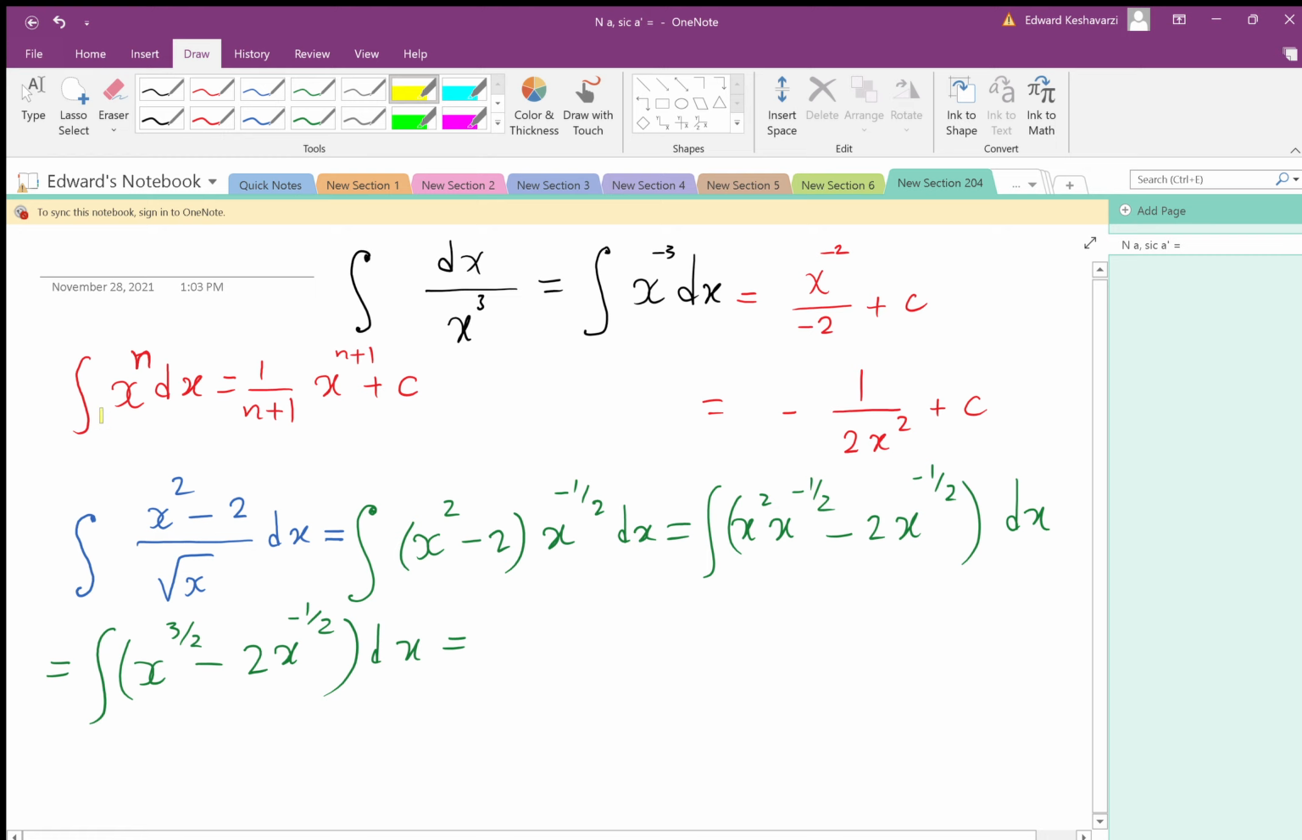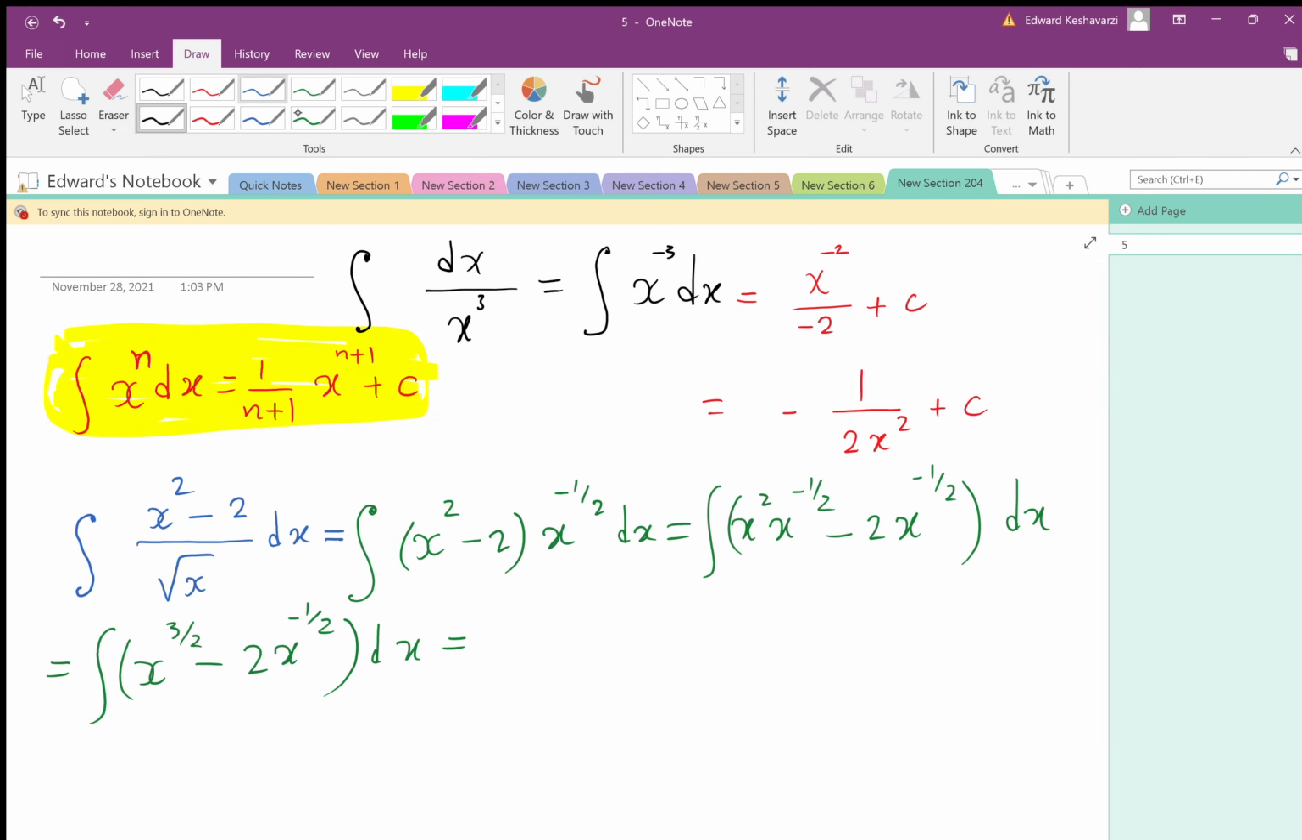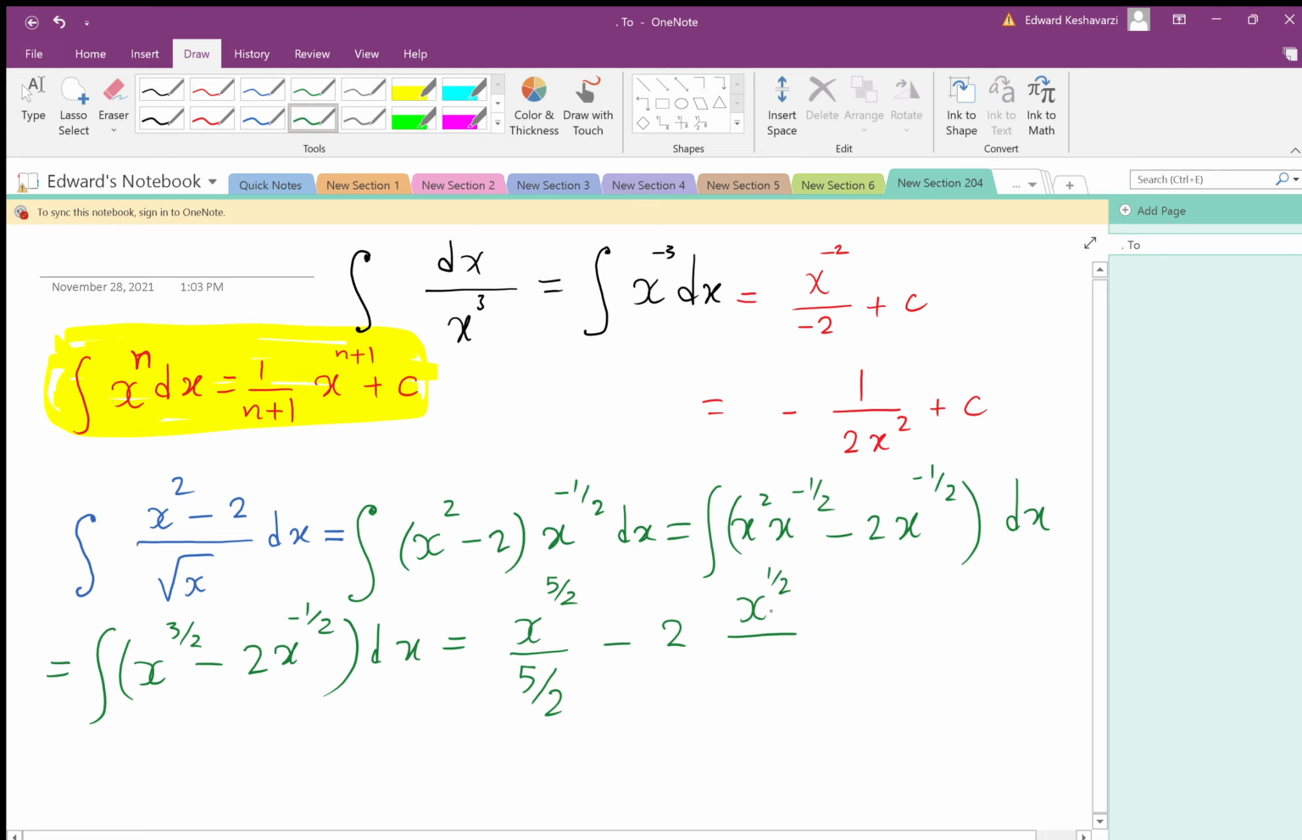Now we are set to use this one that I'm going to highlight here with yellow, one of the most important formulas for integration. So it's going to be x to the power of 5/2 over 5/2. 2 stays. x to the power of 1/2 over 1/2 plus c. And the final step would be 2 over 5 x to the power of 5/2 minus 4 x to the power of 1/2 plus c.